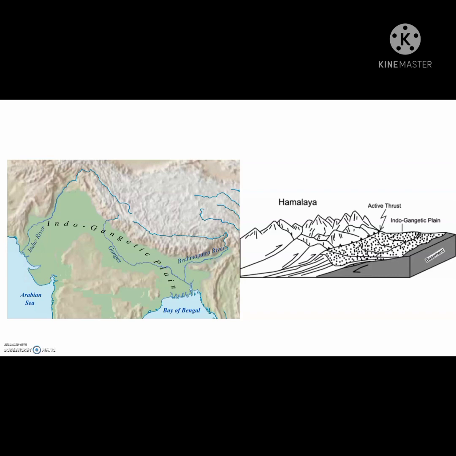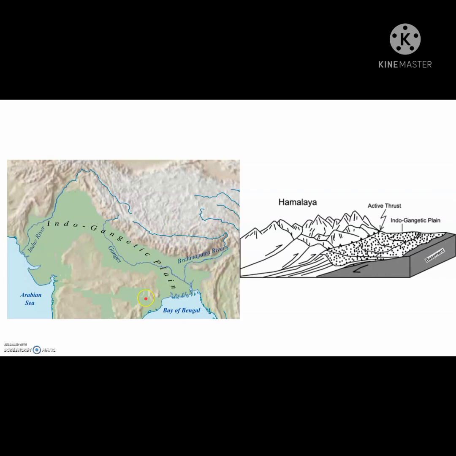Let us see how plains are spread across the country. Indo-Gangetic plains are divided into three parts: western part, central part, eastern part. The western part is called Indus plains. The central part is called Ganga plains and the eastern part is called Brahmaputra plains.